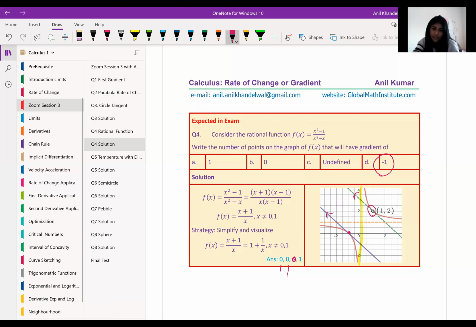Many times we make the mistake of including the hole in our answer. You cannot. So there is no gradient at the hole, sorry. At discontinuities, you cannot have a gradient because that point is not in the domain. So the answers for the first three are 0, 0, 0. And for the last one, there is one point where we have a gradient of minus 1, as can be seen by this purple line. Perfect?